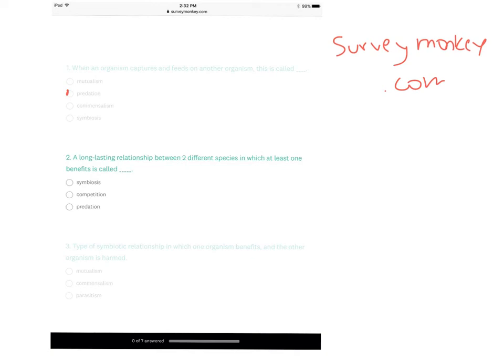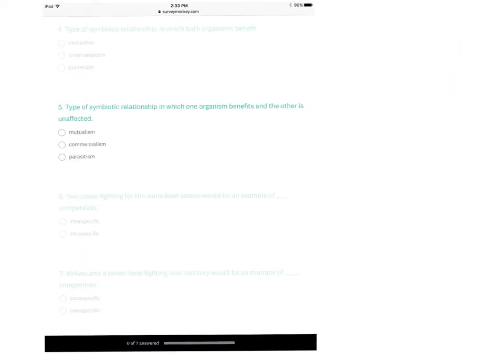A long-lasting relationship between two different species in which at least one benefits. They will say that is called symbiosis. A type of symbiotic relationship in which one organism benefits and the other is harmed. That is the one called parasitism. And then that's page 1. And here comes page 2. So this is the second part of their little brief assessment. Type of symbiotic relationship in which both organisms benefit. That's mutually good for both, so that's going to be called mutualism.